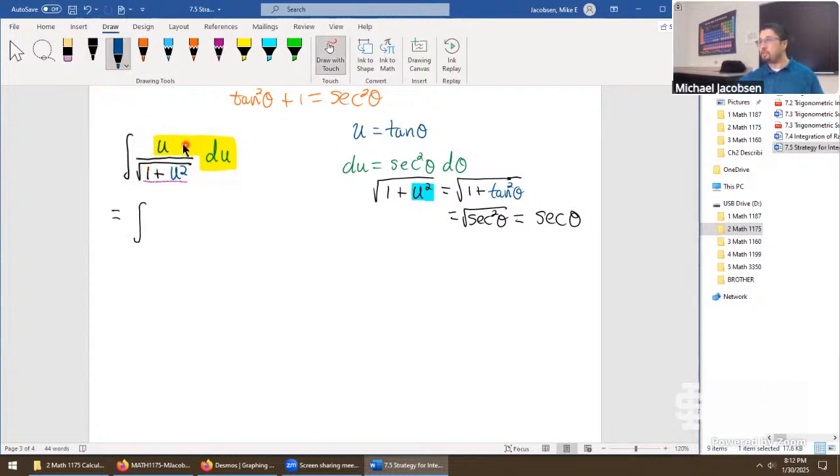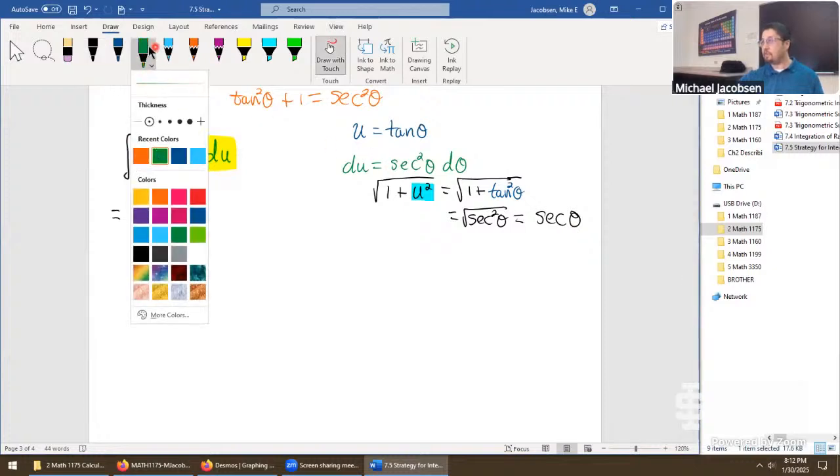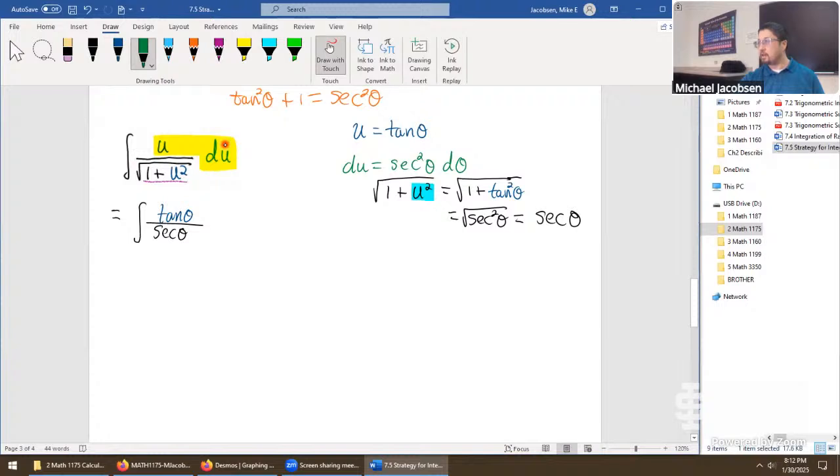Antiderivative of u, so tangent theta up above. Divide by the root of 1 plus u squared. That's a secant theta. Then from this portion right here, du, I'll go times to say I'm throwing in a differential. The right-hand side, secant squared theta d theta. And here's what we've got. Integrate, upon simplifying, tangent theta secant theta.